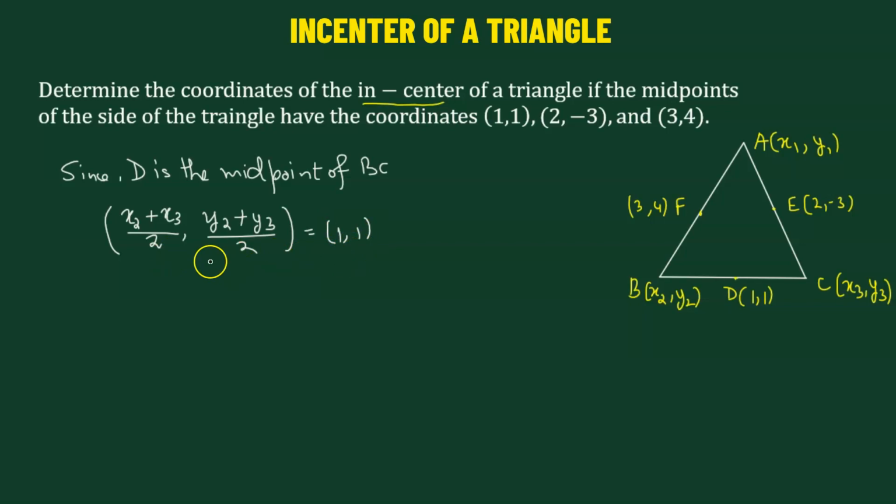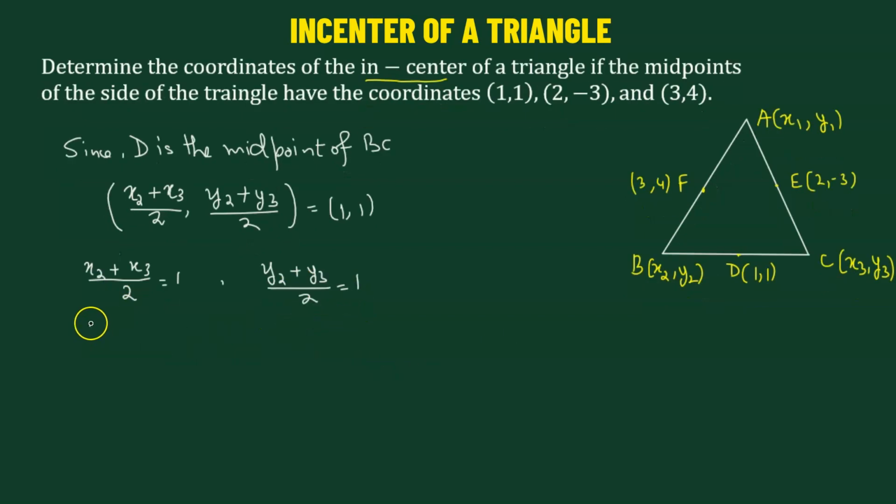Now since these two coordinate points are equal, immediately we can say that (x2 plus x3) over 2 must be equal to 1, and (y2 plus y3) over 2 will be equal to 1. Fine. So we will cross multiply. That gives us x2 plus x3 equals 2 times 1, so that will be 2. We're going to label this as equation number 1. Then we have y2 plus y3 equals 2. So that gives us the other equation, equation number 2.